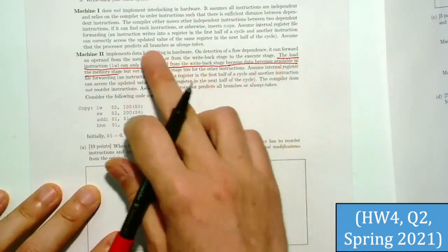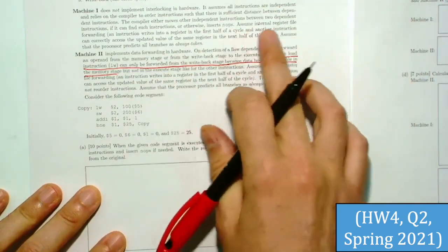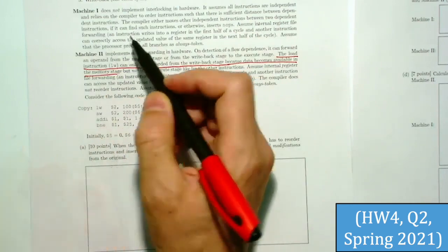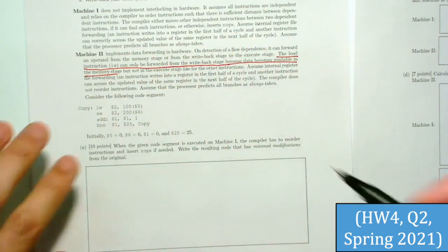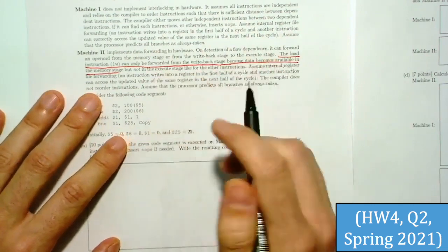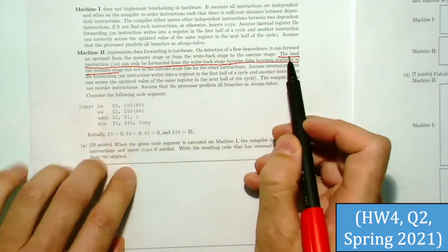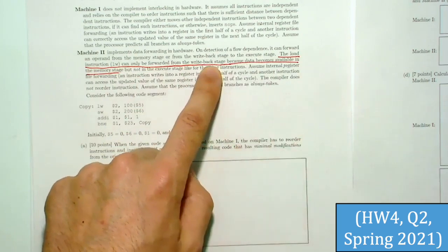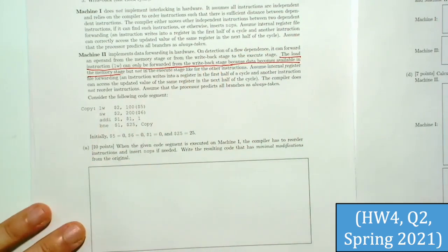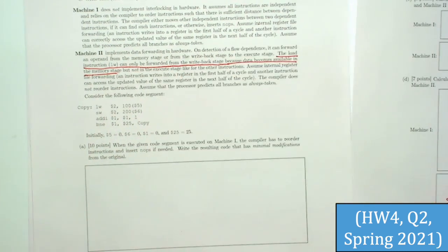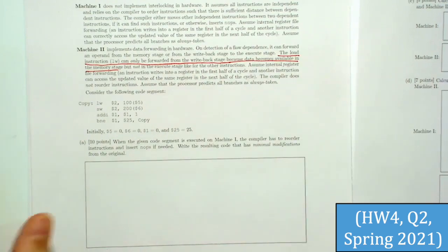But basically, the exercise is pretty clear in that sense, right? It doesn't talk about how this is implemented in the hardware, but you assume internal register file forwarding, so an instruction writes into a register in the first half, and other instructions can read in the second half. This is for register forwarding. And for the other forwarding, it can forward an operand from the memory stage or from the write-back stage to the execute stage. The load instruction can only be forwarded from the write-back because the value is ready in the memory stage, so in the next stage you can forward to the execution stage. The underlying details are not specified, but we have to assume that we can do this, which is what is specified in the question.